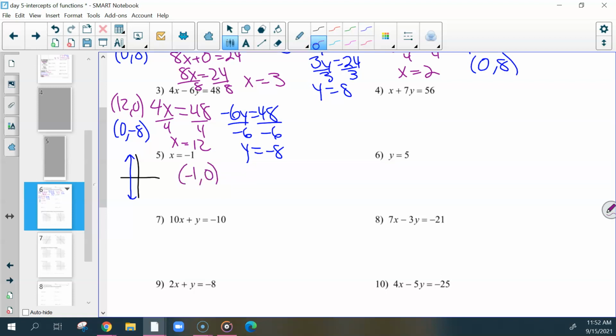Now in this case, this line doesn't cross the y-axis. So in this case, you don't have a y-intercept. You say y-intercept none. Sometimes that will happen only if you're missing a variable, like you don't have x and y, just one of them.